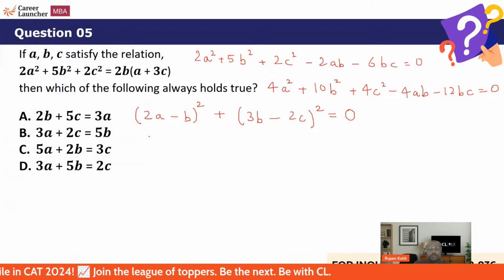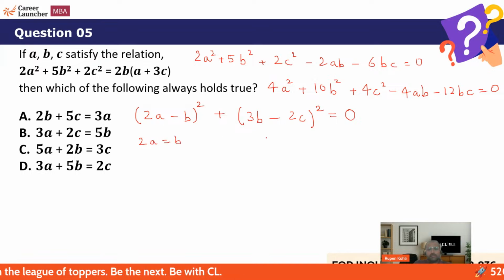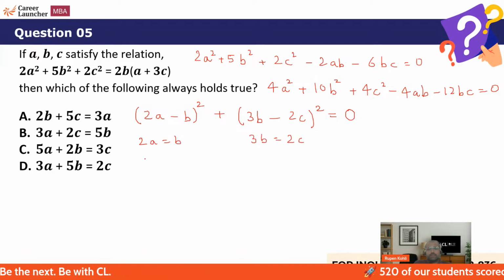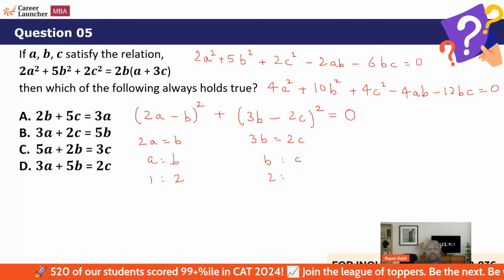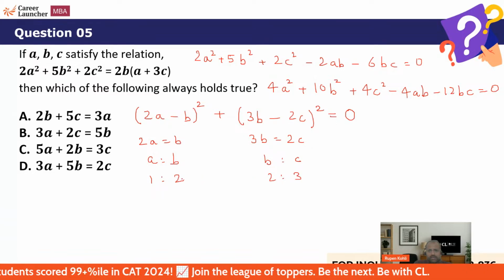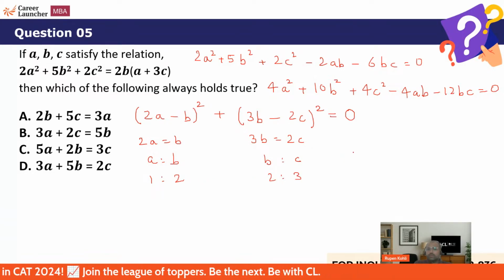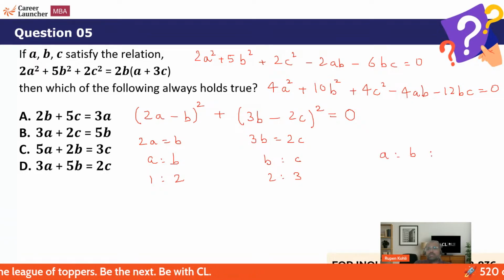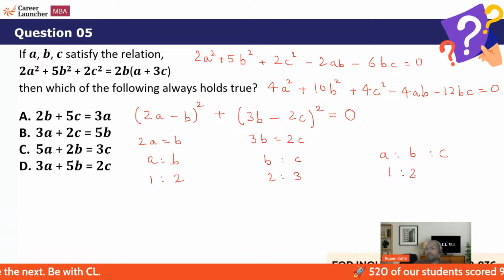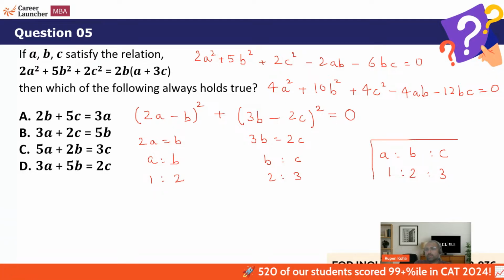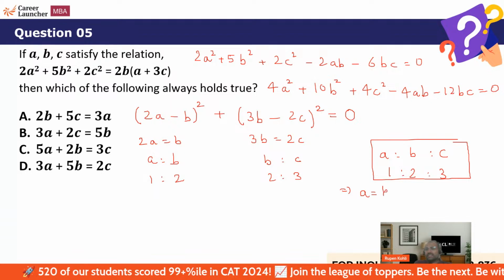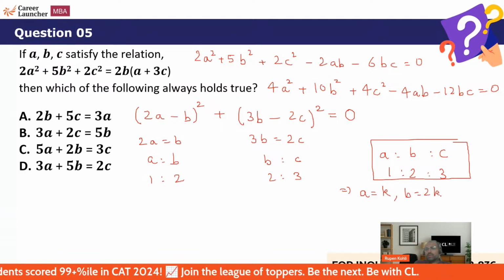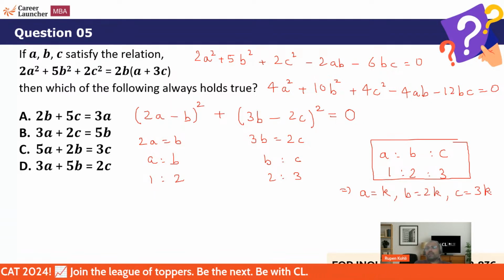So quickly repeating that process, 2a equals b and 3b equals 2c. So a is to b is 1 is to 2, a by b is 1 by 2, and b by c is 2 by 3, this is 2 is to 3. The ratios are already linked up, b is 2 in both of them. Therefore the combined ratio of a is to b is to c is 1 is to 2 is to 3. That's the ratio. Now using this, we can check with the options. In general, can I say a is k, b is 2k, c is 3k for any real number k?